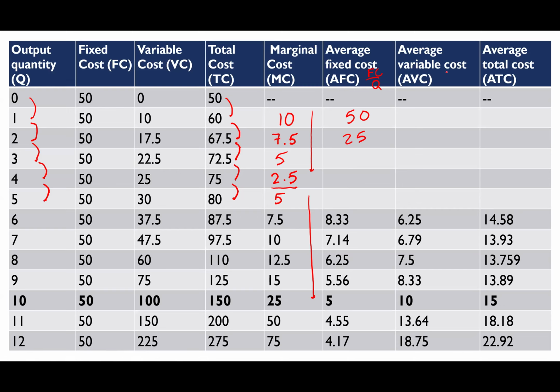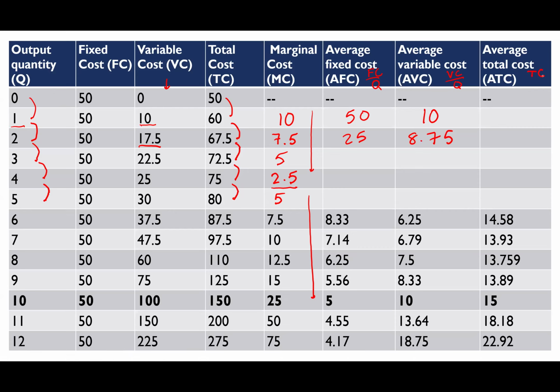For average variable costs, it's variable cost divided by quantity, by output. So now we'll look at our variable cost column. Any number divided by 0 is undefined, so that's why this first row has those dashes. So we move to when output is 1, the variable cost is 10. 10 divided by 1 is 10. Then we move to when output is 2. So we have 17.5 divided by 2 units. If we calculate that, we're going to get 8.75 for average variable costs. So you get the idea there.